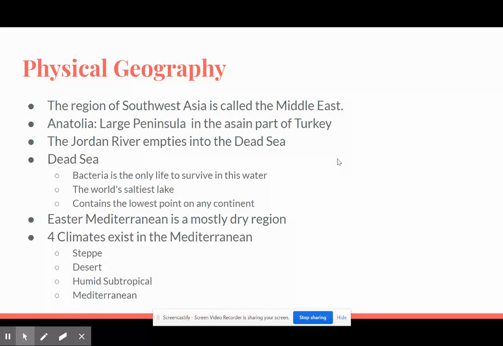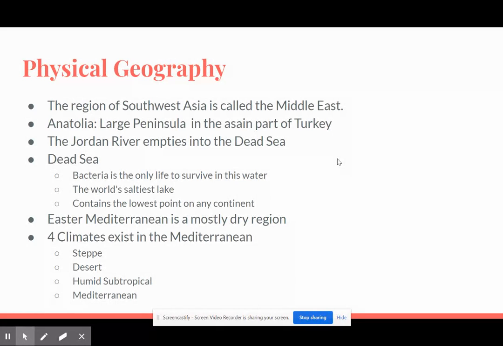The Jordan River is one of the largest rivers in the world. It empties into the Dead Sea, which is found in Turkey. The Dead Sea. Bacteria is the only life to survive in this water because it is the world's saltiest lake. Because of the salt content, no other life is able to live there. So there are no animals, no fish, anything. Bacteria is the only living organism that is able to survive in that water.